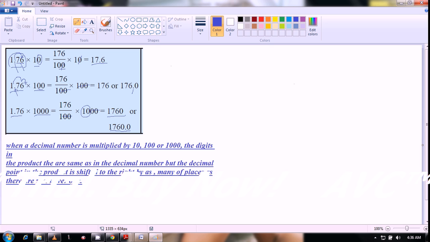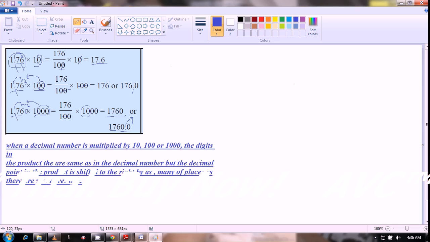Now the same 1.76 was multiplied with 1000. The decimal point which was initially here has shifted to this place. We can say that it shifted one place, two places and a third place. In between there came a 0, so there were 3 zeros. The decimal point shifted 3 positions. There were 2 zeros. The decimal point shifted 2 positions. There was 1 zero. The decimal point shifted 1 position.